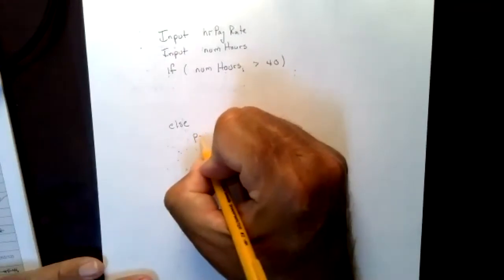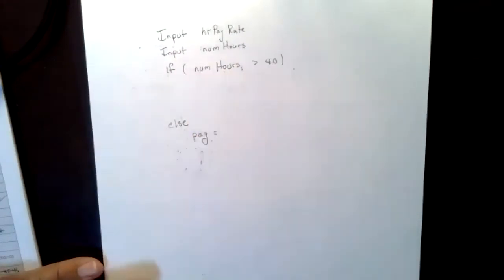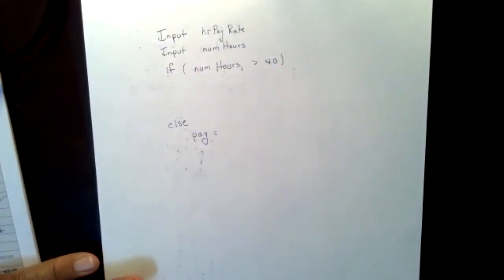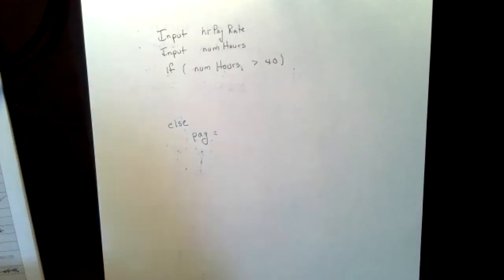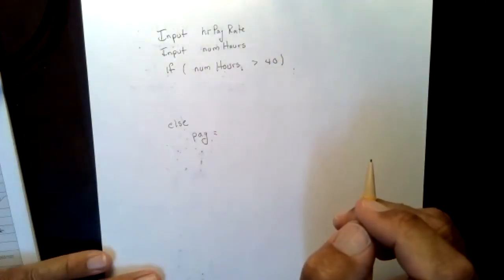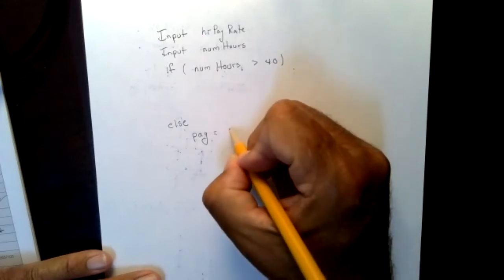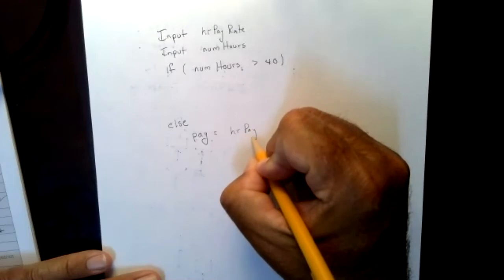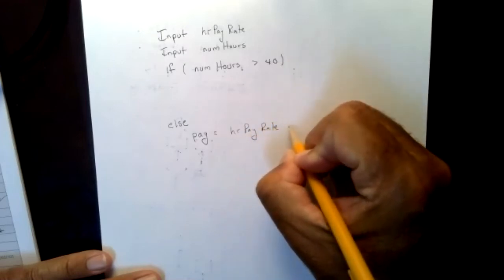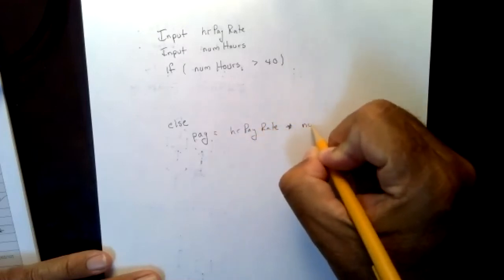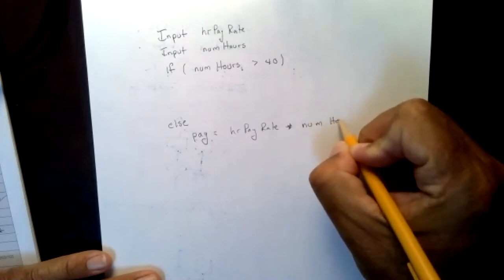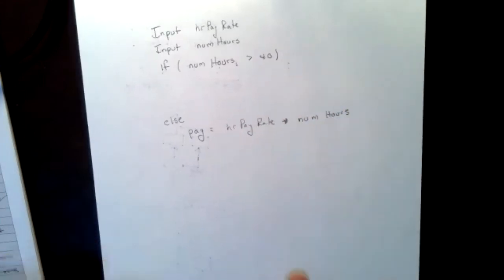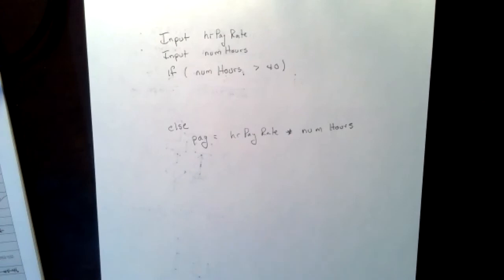So my pay is going to equal, pay equals what? Pay rate multiplied by number of hours. Pay rate times num hours. Okay, that's the easy part.